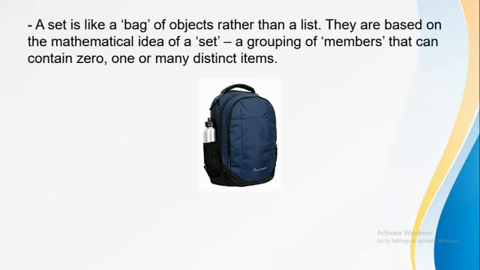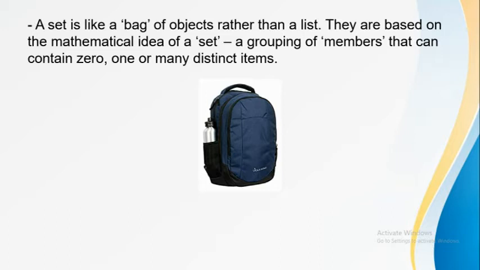A set is like a bag of objects rather than a list. They are based on the mathematical idea of a set, a grouping of members that can contain zero, one, or many distinct items. So imagine in your bag you would have different books for different subjects. That would make them distinct items. You would not have two math books for one subject. You would only have one math book for one math subject.